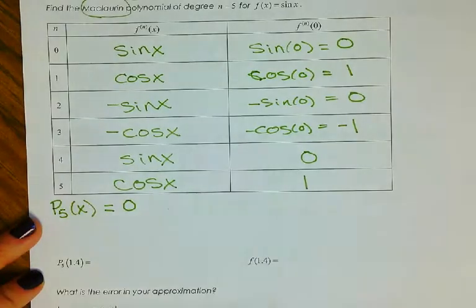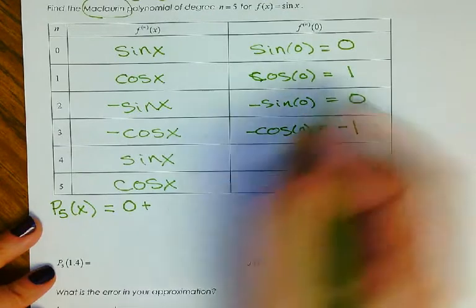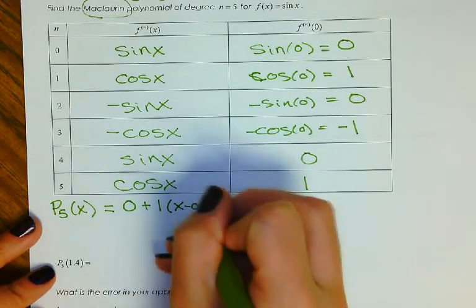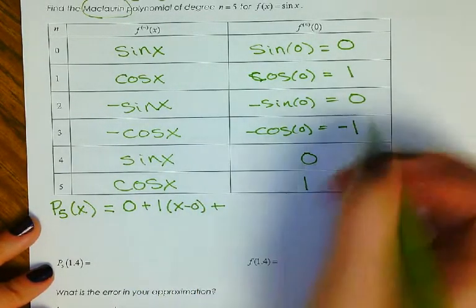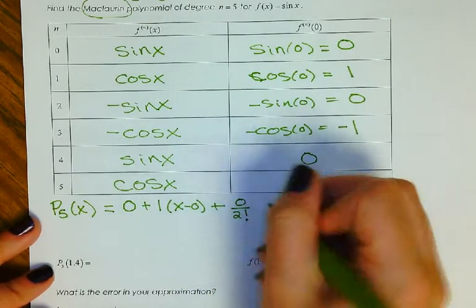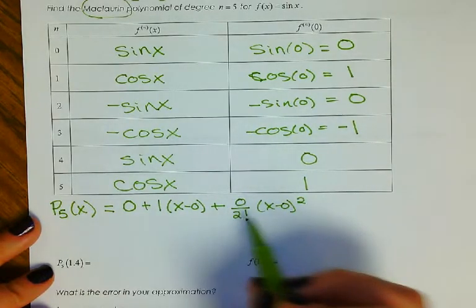I'm just going back to that same thing and plugging in. So I get 0 plus, now it's going to be 1 times x minus c, but in this case, c is 0. So if you don't want to put the 0 there, you don't have to. And then plus, I've got 0 divided by 2 factorial, okay? And again, x minus 0 squared.